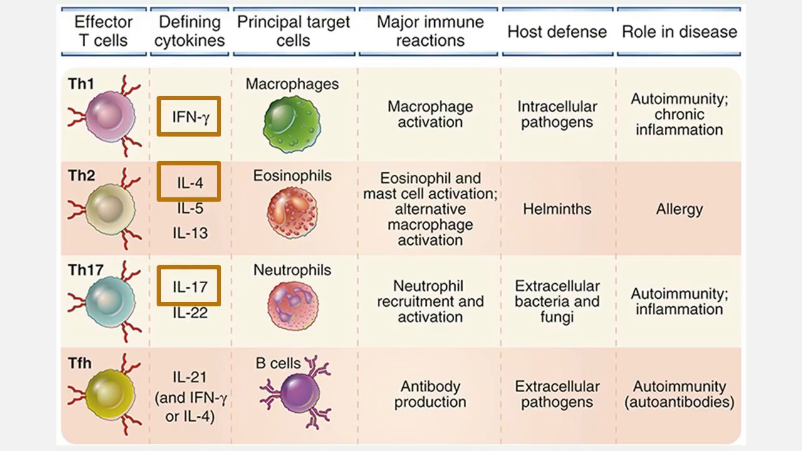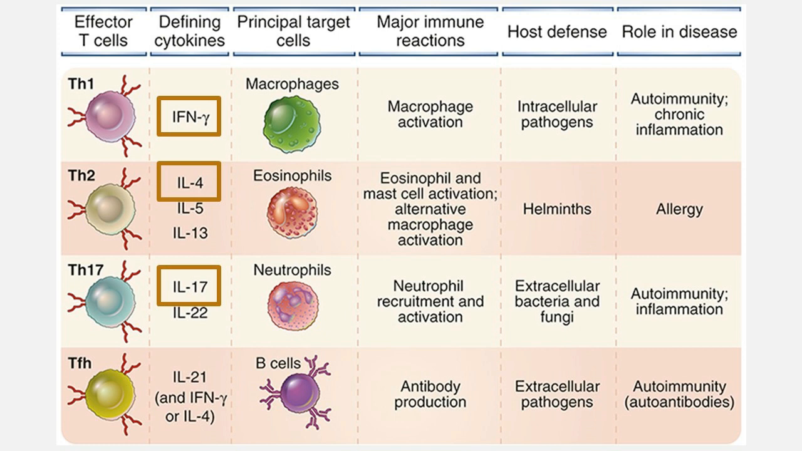So to summarize this chapter, I'll present this table, which is actually given earlier in the book, but I think it summarizes things nicely. It shows what the effector cells are and what they're named. It shows their defining cytokines, the principal target cells, and their major immune reactions for both host defense and also their role in diseases.